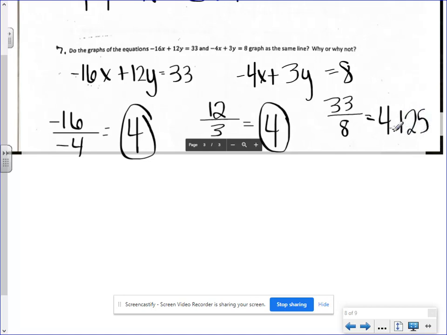Okay, so the question was, do the graphs of these 2 equations have the same line, yes or no? If you get the same number every time, like exactly the same number every time, the answer is yes, they're going to be the same line. But did we get the same number every time? We got 4, 4, and then this one was different. So these are not going to be the same line.